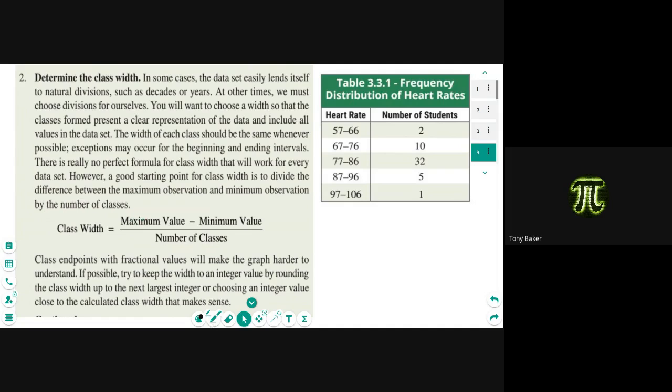We need our maximum value, which, if I remember right, you said was 98. And we need our minimum value, which was 62. And you're dividing by how many classes you chose, which in this case, they chose 5. So take out your calculators and come up with the answer. And nobody shout out the answer, because I want to make sure you can use your calculator correctly.